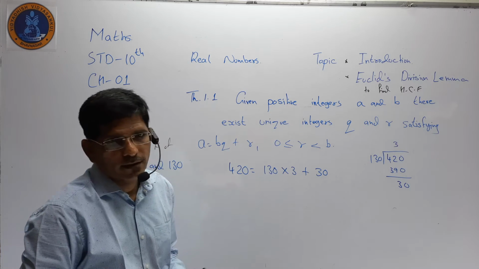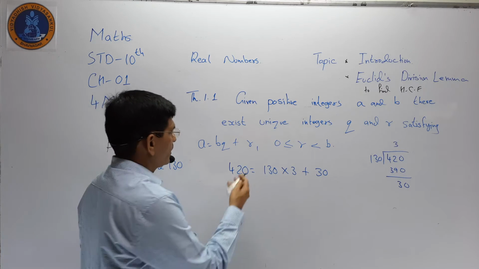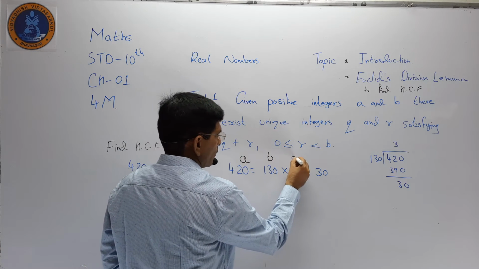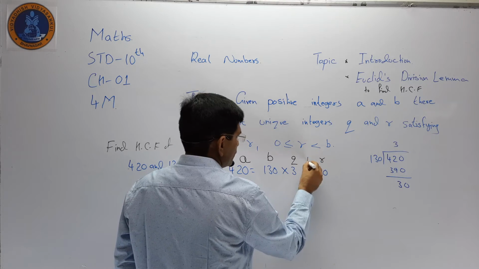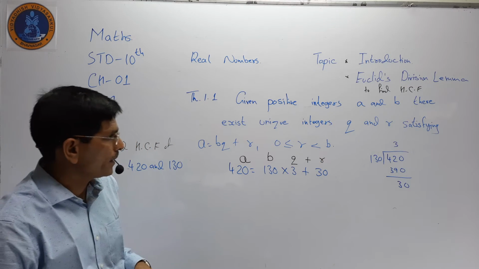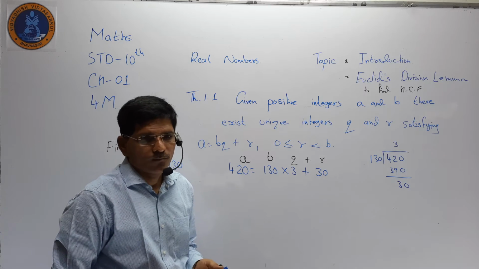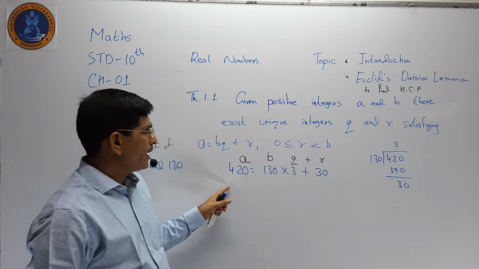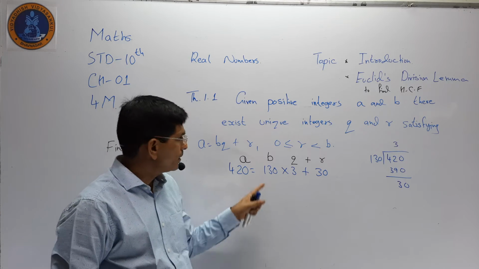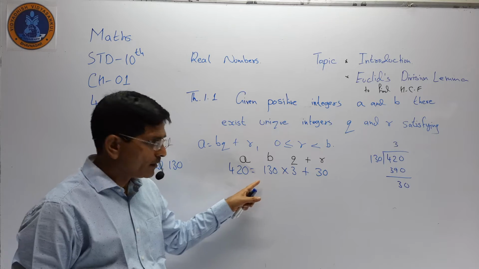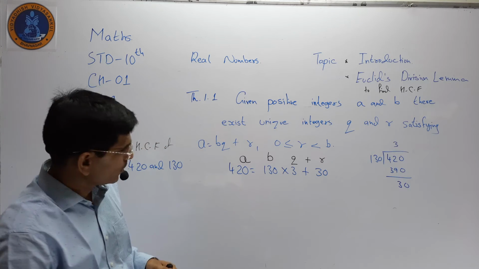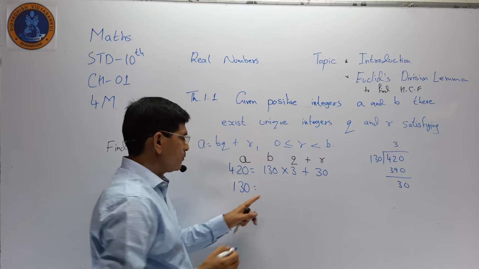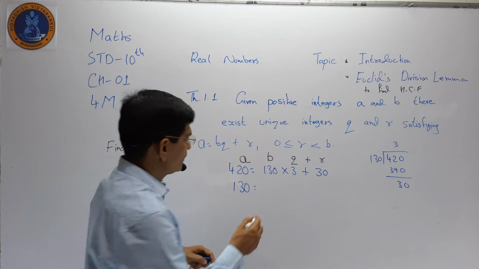So I have to write 390 here. I think if we write A, B, Q and R. Now what is the next step? A is equal to B into Q plus R. Again, what do I have to write here? 130. So I have to write 130 here. Then what do I have to write here? That is 30.